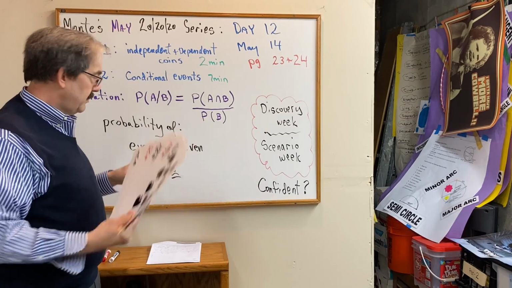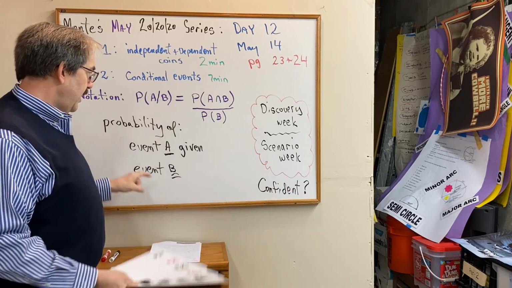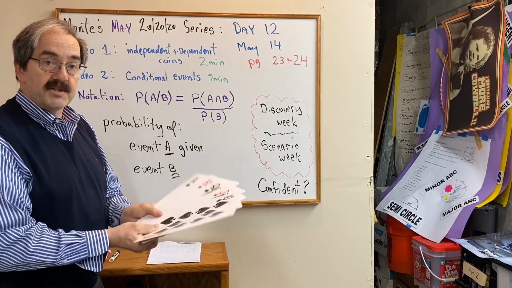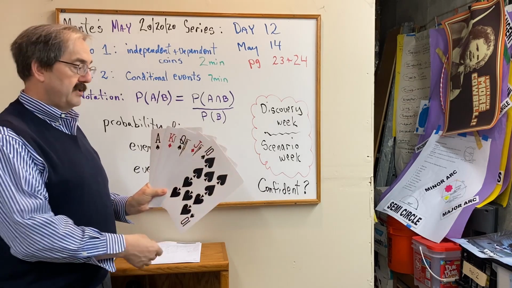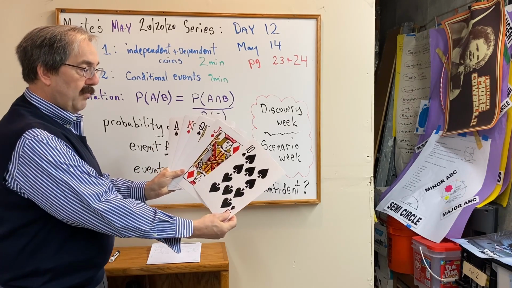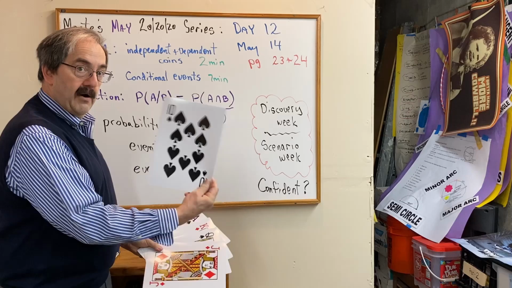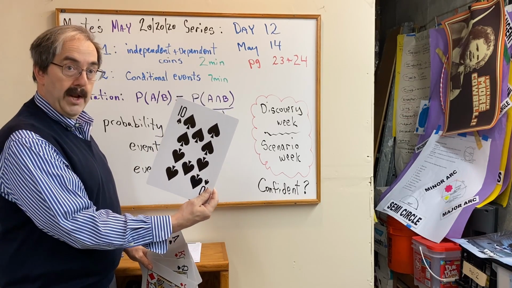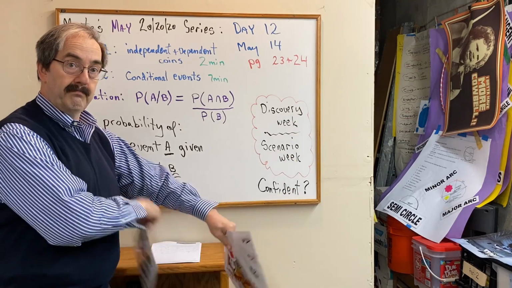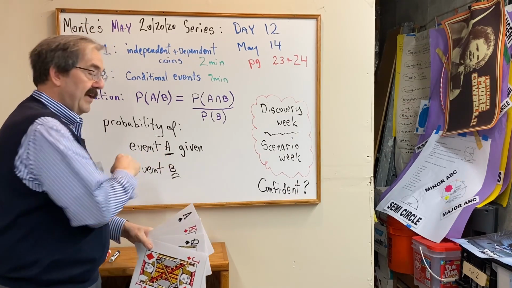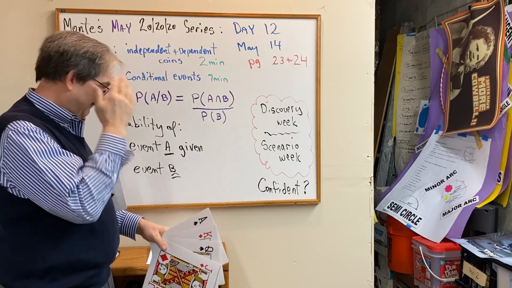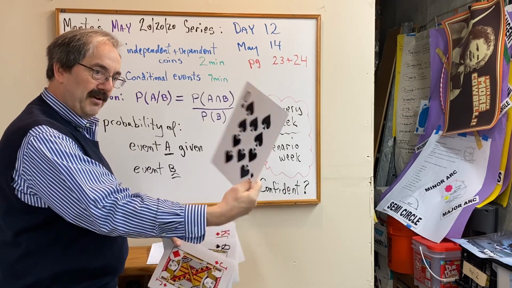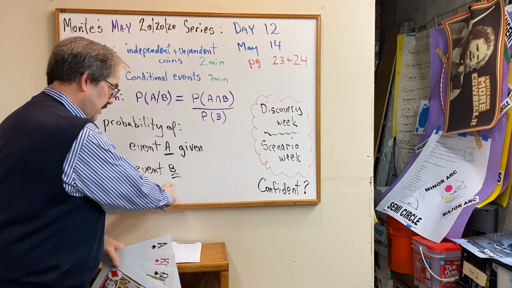Remember our cards? What is the probability of event A given event B? So remember a deck of cards, 52 cards. And I've said, what's the probability of the 10 of spades? 1 out of 52. Poof. That's event A. Excuse me, given event B. Sorry. What's the probability of pulling the 10 of spades? That's event B.